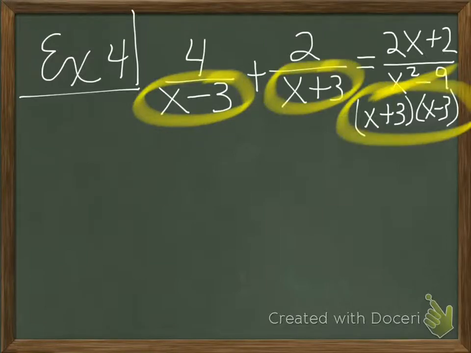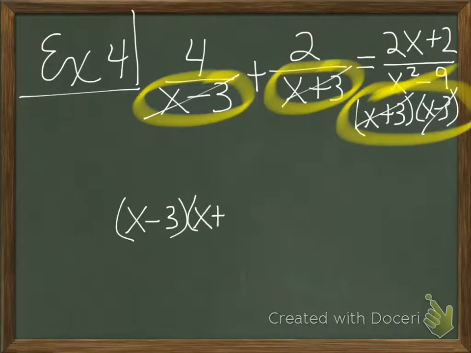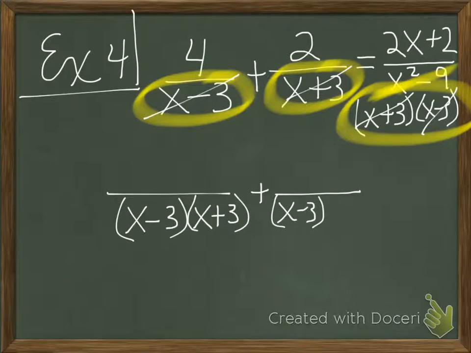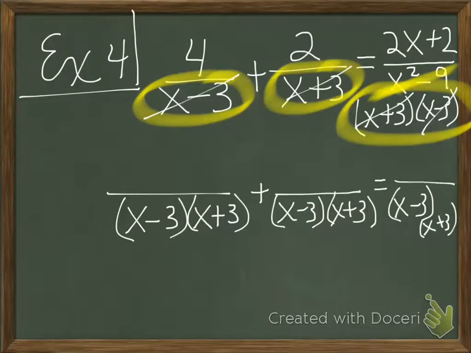So I have x minus 3 in two different places, so I'm just going to write it once. I have x plus 3 in two different places, so I'm just going to write it once. And then that's the denominator for all of the parts of my problem. And I can, running out of space there, I can just fix my numerators now.